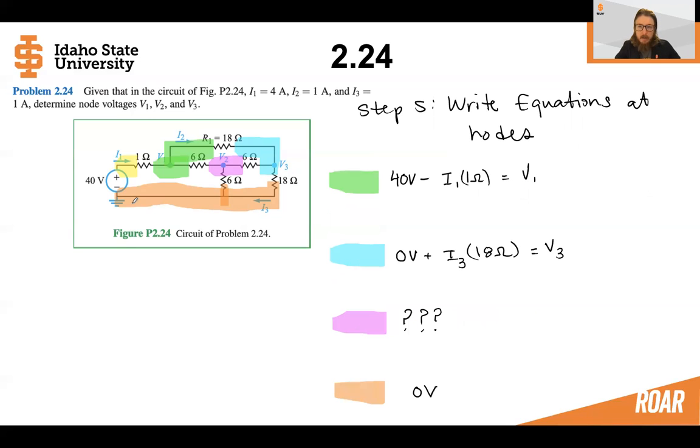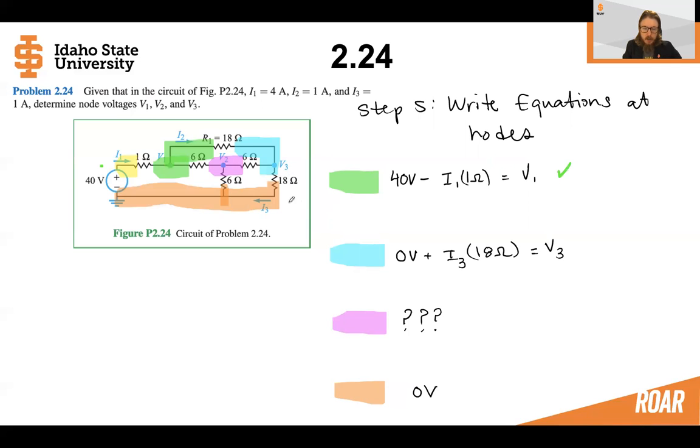Now, step 5, let's write some equations for each one of these nodes. So for the green node, we can see that we're already at 40 volts here. So we're going to step down in voltage across this resistor to find the voltage at V1. So this is equation 1.